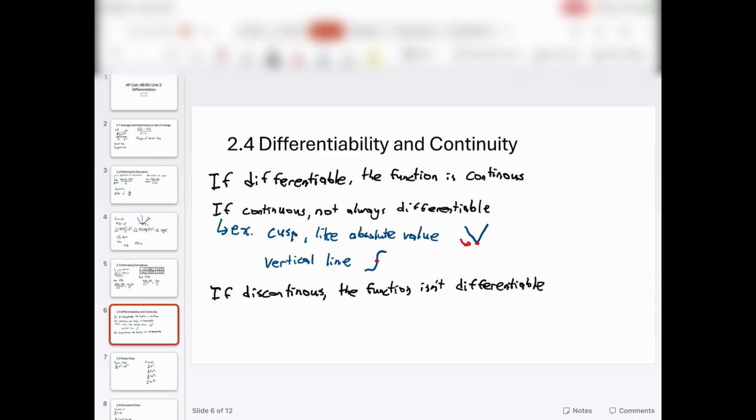So now let's look at differentiability and continuity. If a function is differentiable, then it means that the function is also continuous. And if a function is continuous, it doesn't always imply differentiability. Two examples would be a cusp, like the bottom point of an absolute value, or a straight vertical line. This is because with the absolute value, one slope is -1 while the other is +1. Meanwhile, with a vertical line, it'll be like division by 0, so it doesn't exist. So if a function is discontinuous, then it means it's not differentiable.